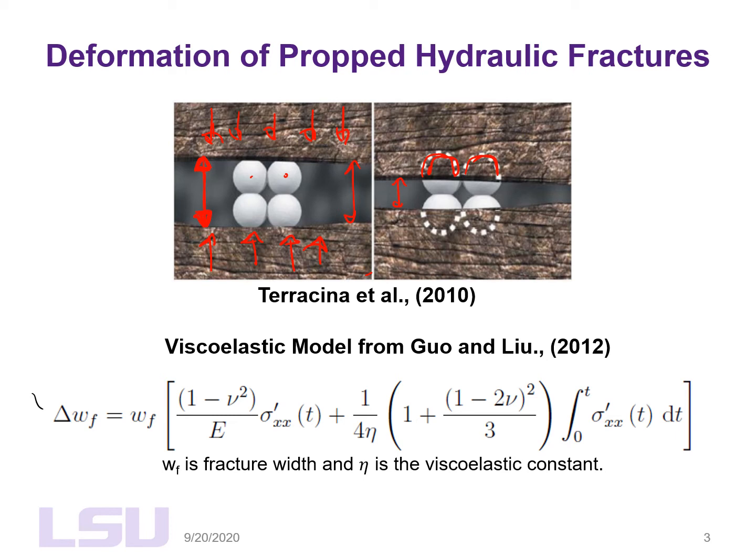What if you design the propants to be weaker than the rock, right? They are not as stiff as the rock, then they crush. And you have propant crushing. Same deal, fracture aperture reduces.